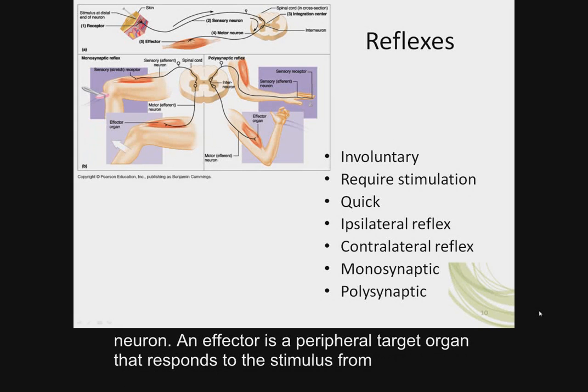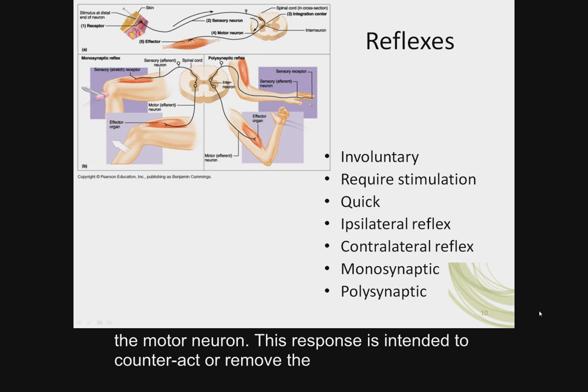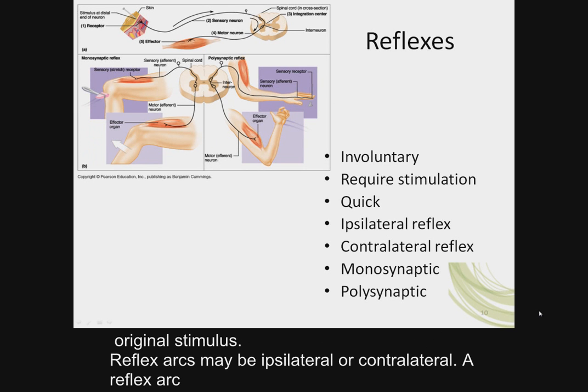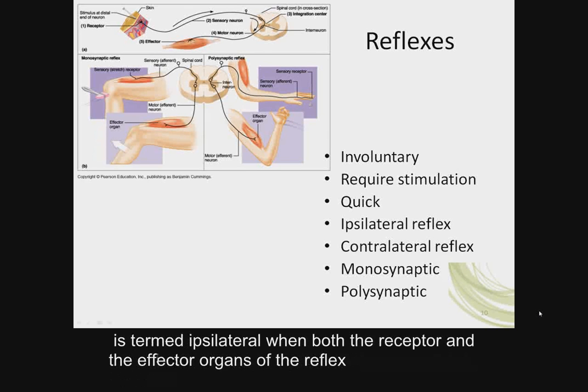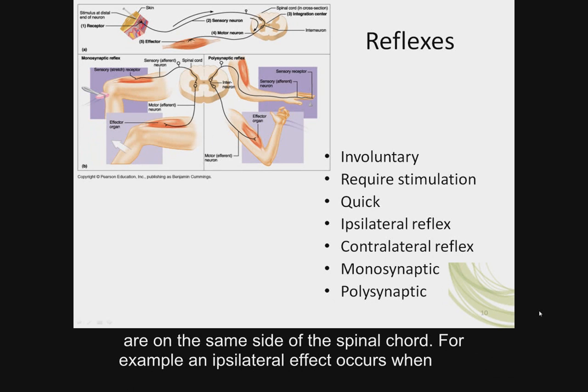An effector is a peripheral target organ that responds to the stimulus from the motor neuron. This response is intended to counteract or remove the original stimulus. Reflex arcs may be ipsilateral or contralateral. A reflex arc is termed ipsilateral when both the receptor and the effector organs of the reflex are on the same side of the spinal cord.